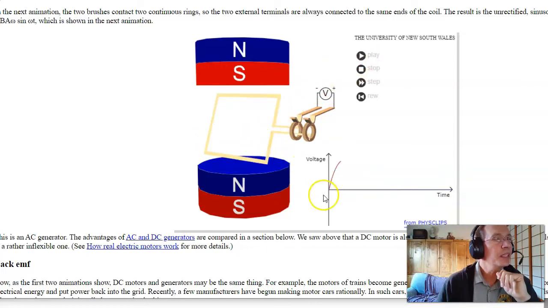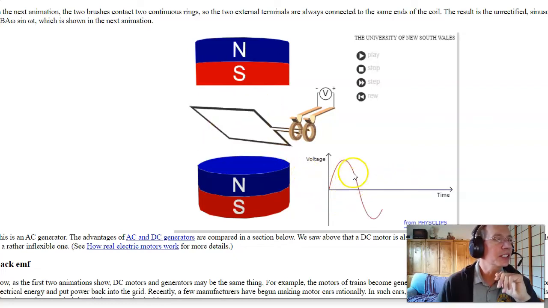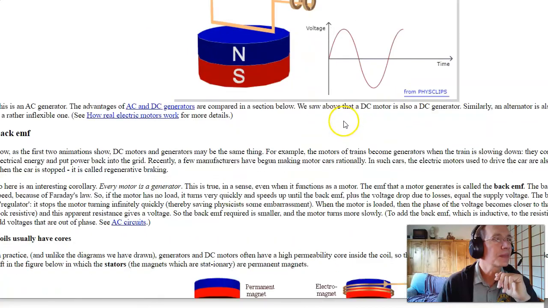The problem with it is the torque goes to 0 at the 0 crossings, so it doesn't have a lot of torque. It's hard to get it started. It actually can spin either clockwise or counterclockwise. That's an AC motor.